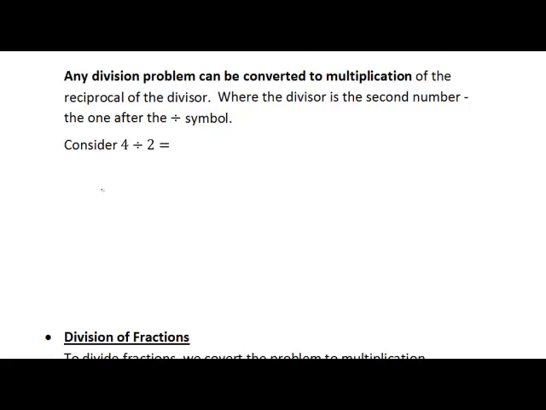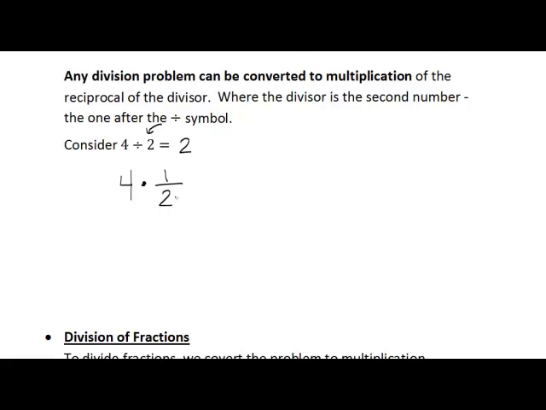Well, let's consider this: 4 divided by 2. This is a fairly simple problem that we all can see. We know the answer is 2, right? 4 divided by 2 is 2. But let's look at this as a multiplication problem. We said we can change any division problem into multiplication. 4 divided by 2, we make that 4 multiplied by the reciprocal of the divisor, that second number. Again, we just saw that the reciprocal of 2 was 1/2.